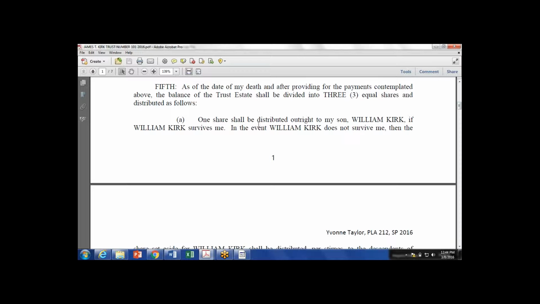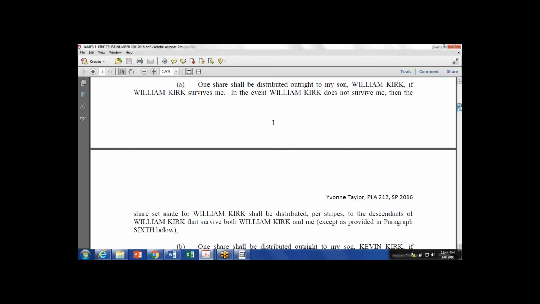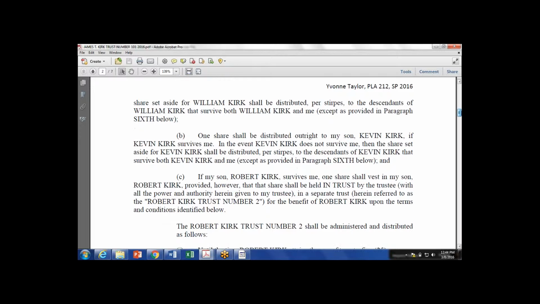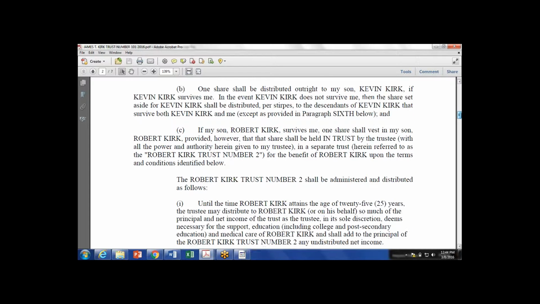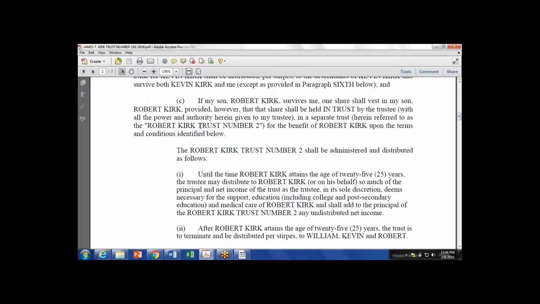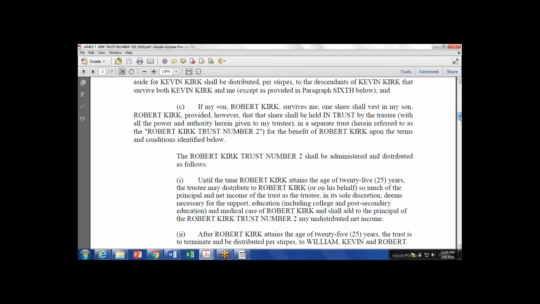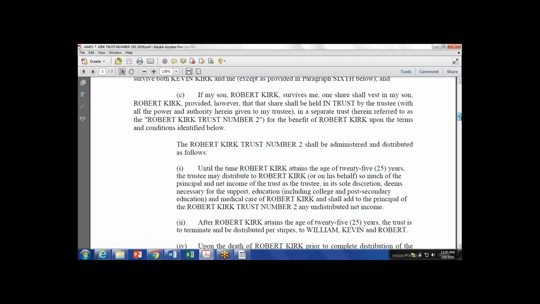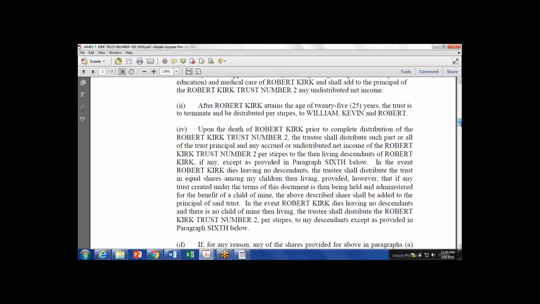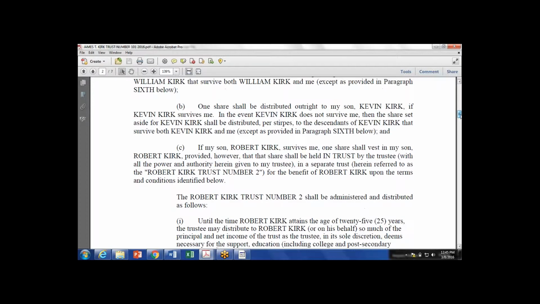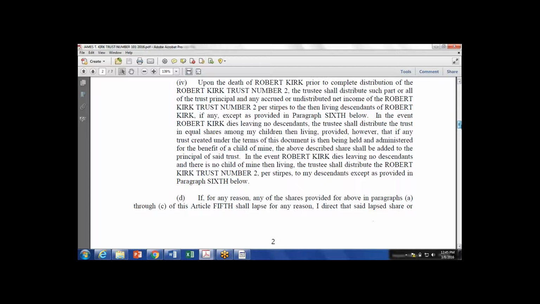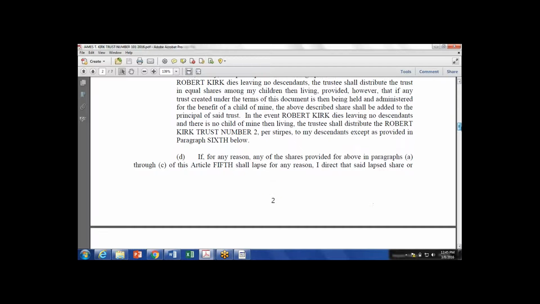You've got three equal shares. One share to William, one share to Kevin, one share to Robert. Let's see here. I got to read Robert's. Yeah, you hit a home run here. Your classmates who listen to this are really going to thank you because you have the three shares. You got Robert's share. This is big points on this assignment. So I'm just reading this fast. But you have that. You have done that very nicely. That's correct. Okay. Any of the shares provided through, you got the laps correct?